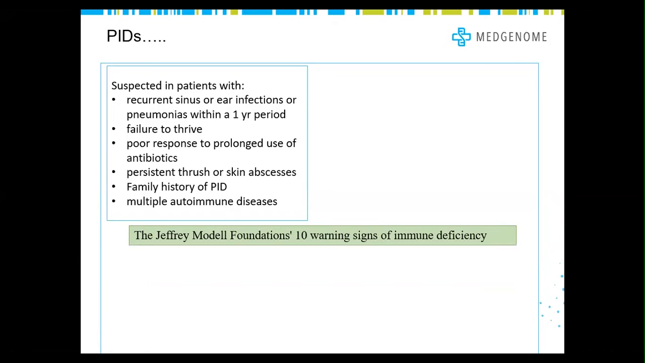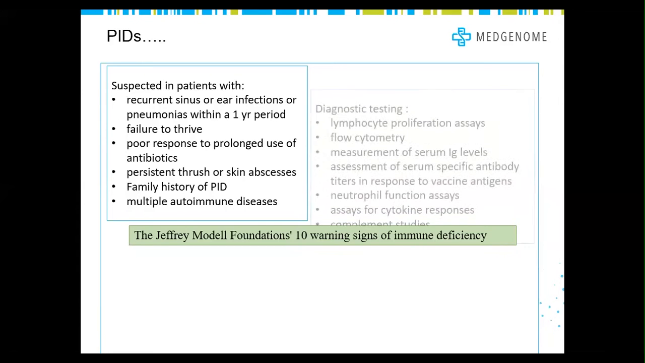And there is the Jeffrey Modell Foundation, which has 10 warning signs of immunodeficiency. Anybody can go through them and understand that there are warning signs right from the first infection which a child can have. If it is at an abnormal site or due to an abnormal organism, they could also be into one of the primary immunodeficiency group of disorders.